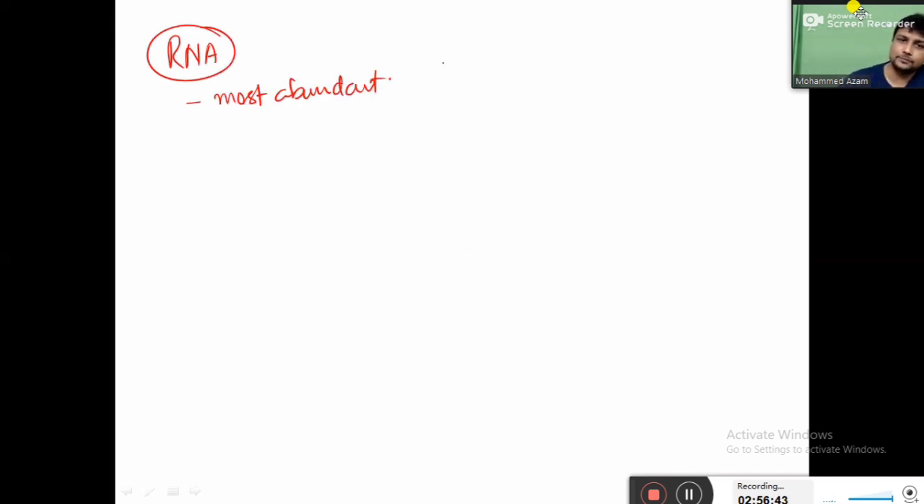Most abundant is your ribosomal RNA. Ribosomal RNA is the most abundant RNA, because every cell will have ribosomes, and ribosomes are abundant. And which one is the smallest RNA? That was one more important question. The smallest RNA is tRNA, transfer RNA.